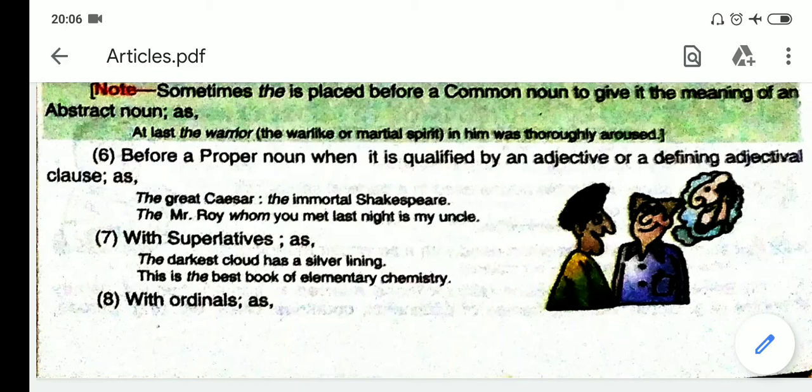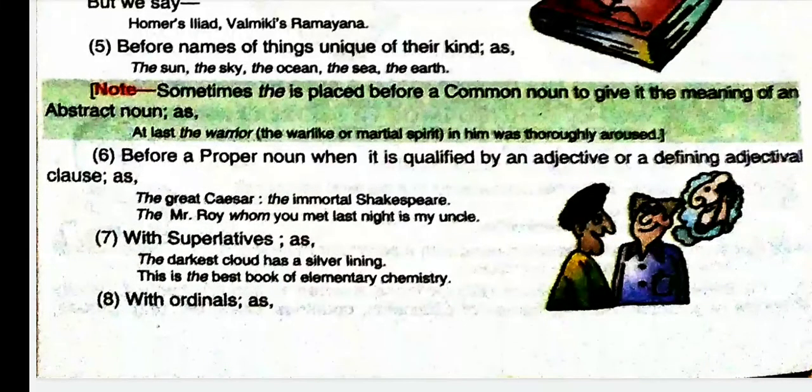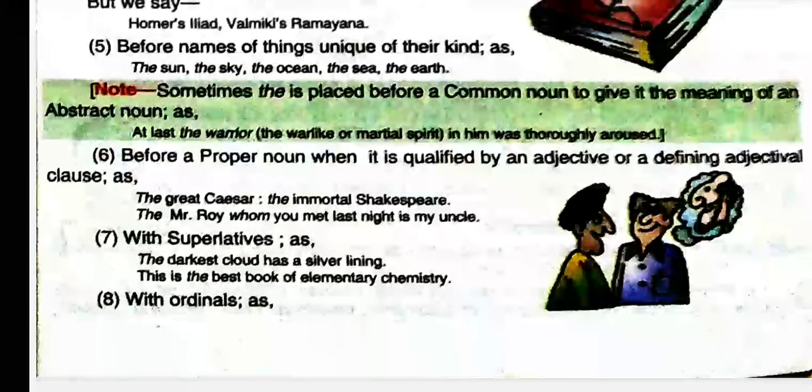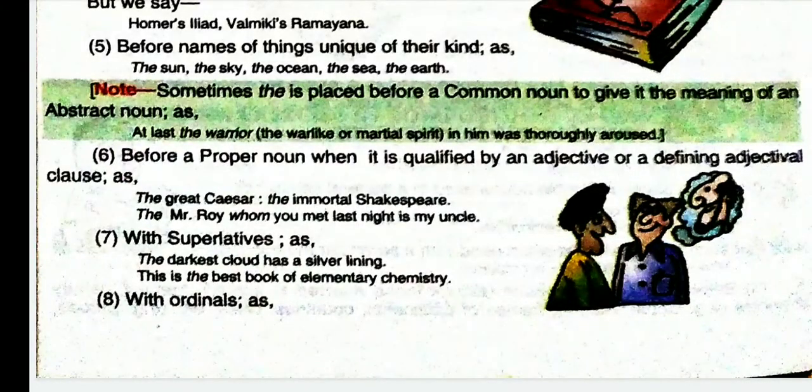adjectival clause, as in the second sentence, the Mr. Roy whom we met last night. Whom we met last night is the adjectival clause. Okay? Whom we met last night is the adjectival clause. It serves the purpose of an adjective, but it's a clause. We will study the clauses later. So again, we have used with this proper noun, Mr. Roy, which is qualified by the adjectival clause whom we met last night, the article the, which is the definite article. So this is another use of the article the.